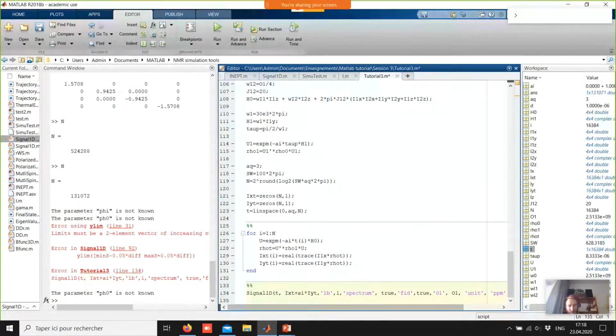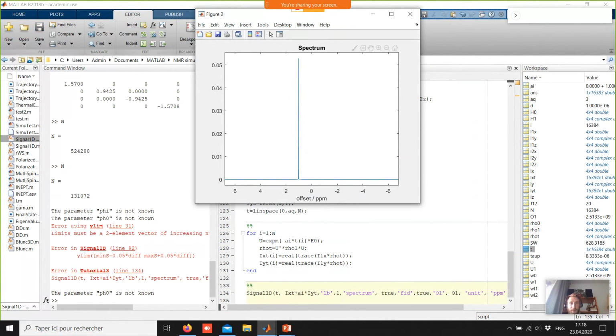Okay, so the calculation is done. The phase is right now. And if I zoom, you are completely correct. The peak is not centered at 1. It's on the side. And here would be the second peak of the doublet. So I think it answers your question.